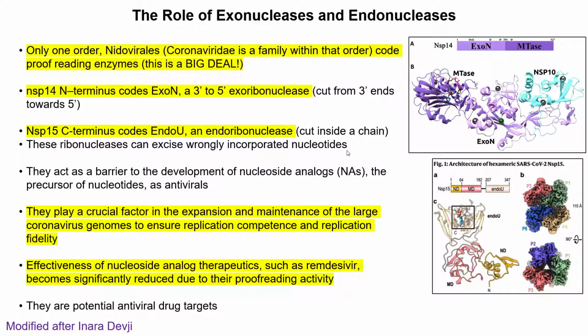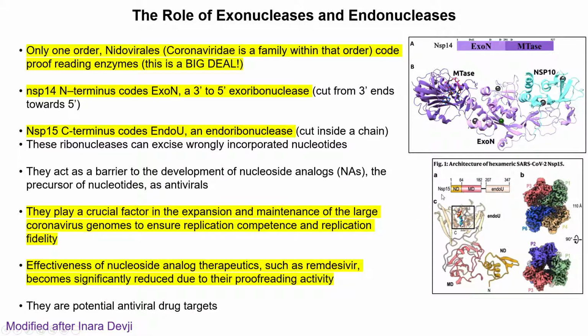So you have a bulge. When Nendo-U is scanning, it can sense the bulge, where there is no hydrogen bonding between the two bases. It can cut in the middle of the RNA and excise it out. And that is one of the beauties of the Endo-U. So you have two of these proofreading enzymes.